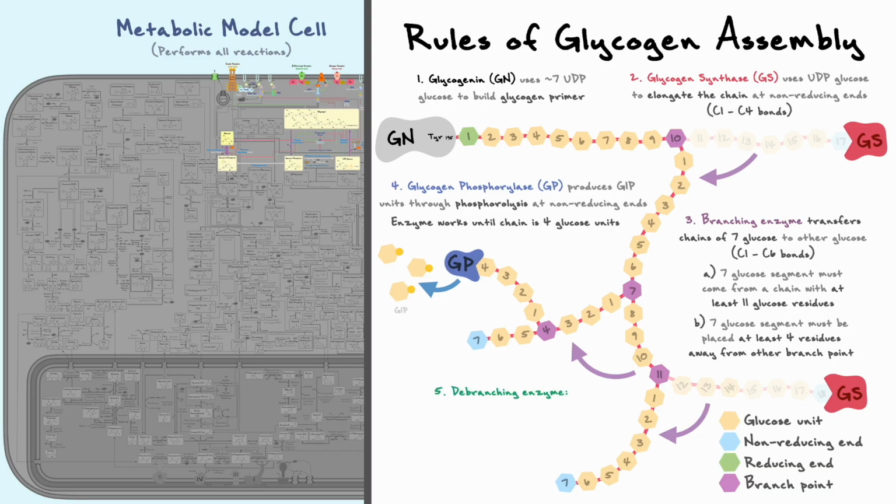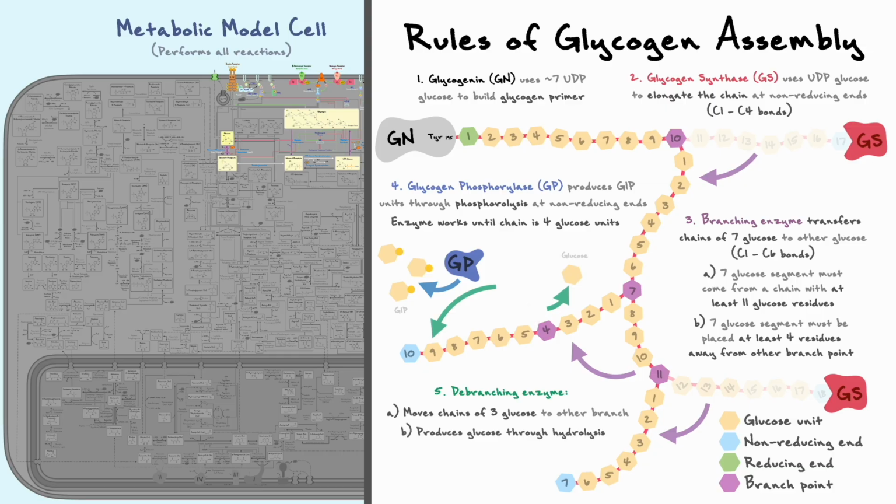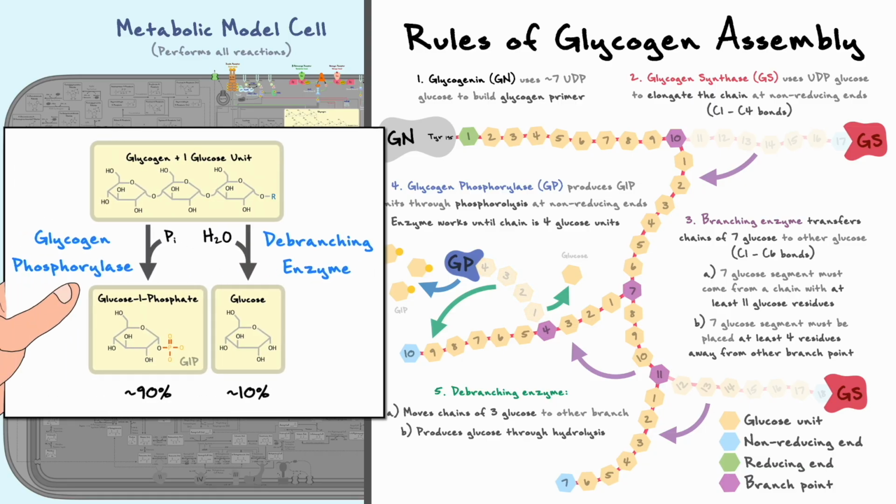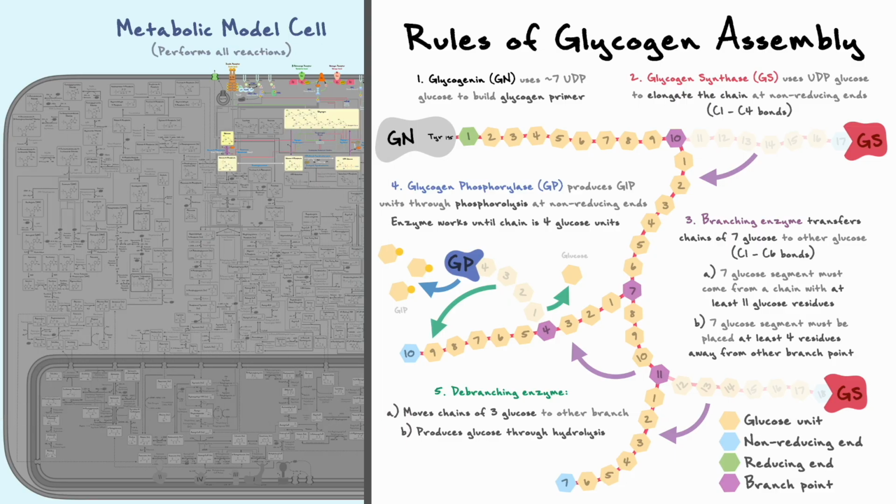To do so, the enzyme has 2 activities. First, it will take the 3 glucose units that are at the edge of the chain and displace them on a different branch. Secondly, for the remaining unit, it will cleave it through a hydrolysis reaction and directly produce glucose instead of G1P. This aspect between the debranching enzyme and glycogen phosphorylase is pretty important, as about 10% of the glycogen is converted to glucose directly and the remaining 90% to G1P. With this being said, these 5 enzymes are the ones mostly responsible for shaping glycogen.